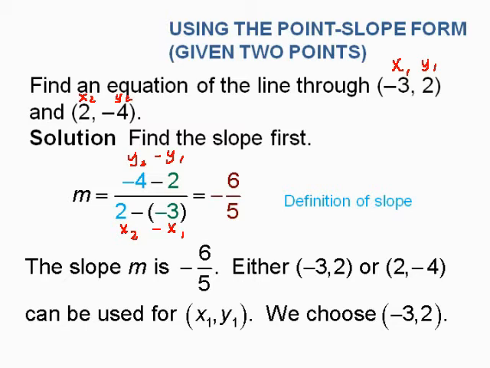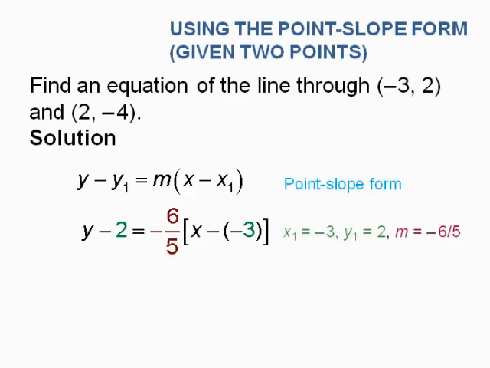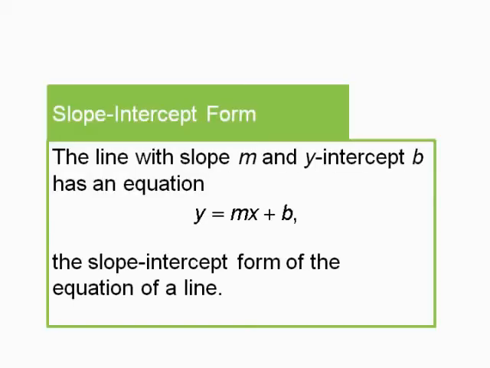Now, whenever you're given 2 points, you can use either one of them in the equation writer. So you could use the -3, 2 or the 2, -4, but let's go ahead and choose the -3, 2 since we did it up top there as the x1, y1. When we plug in here, we're going to end up with y minus y1, which is y minus 2, equals -6/5 times x minus x1, which would be x minus -3, watching those signs again.